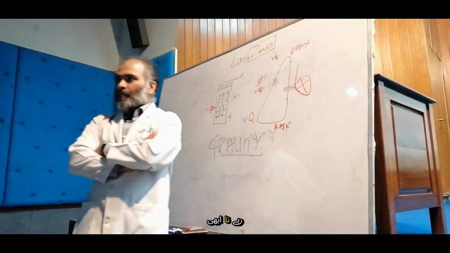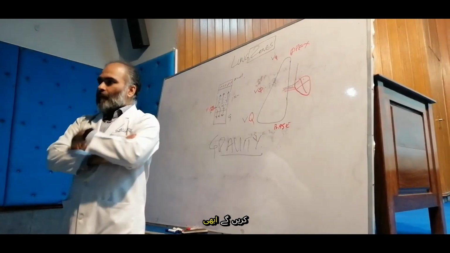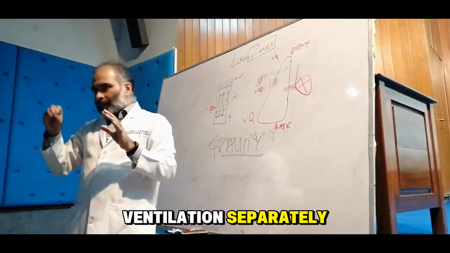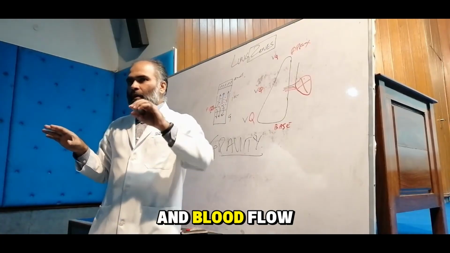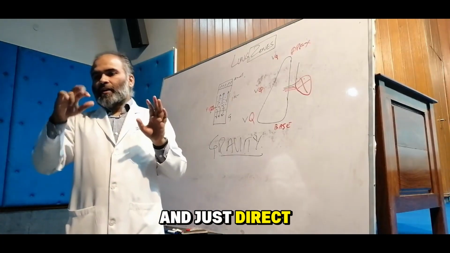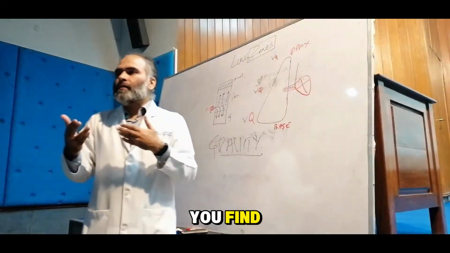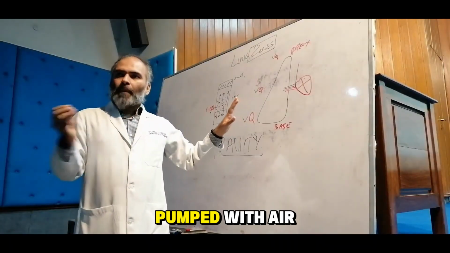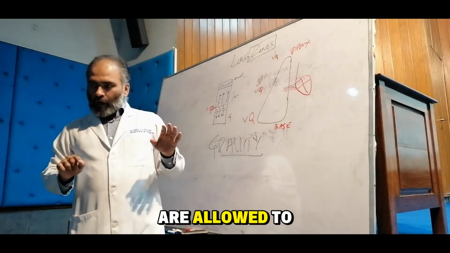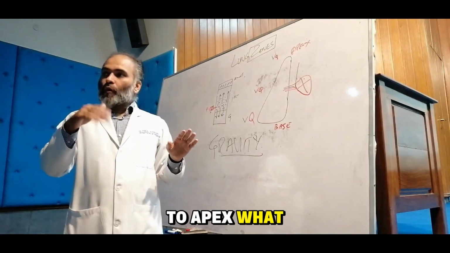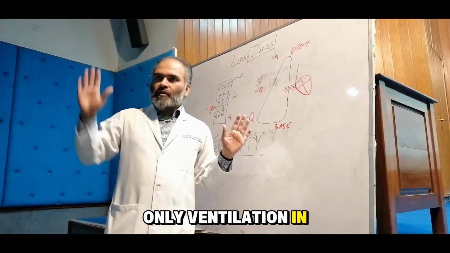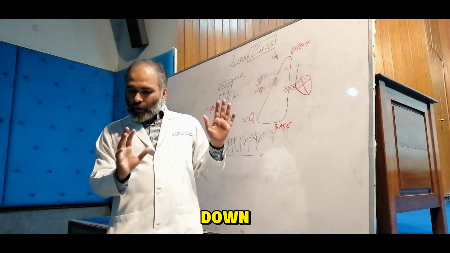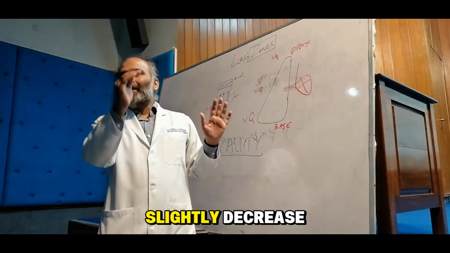अभी हम डिवाइड नहीं कर रहे ना, अभी हम डिवाइड कल करेंगे. अभी हम सिर्फ ये देख रहे हैं कि if you take ventilation separately and blood flow separately and just trek from bottom to up, what would you find, say, in ventilation? If the lung was only pumped with air and then you go from base to apex, what would you find? Only ventilation. In the standing individual, there will be slightly more ventilation down. As you go up, it will slightly decrease.